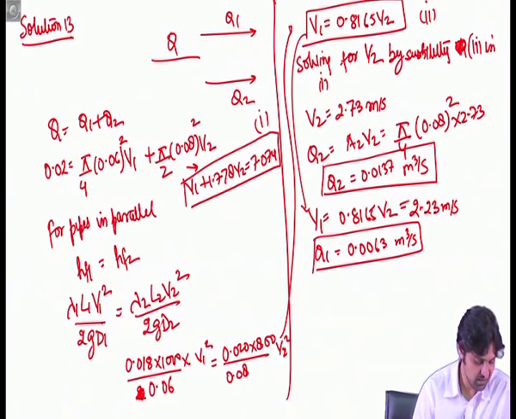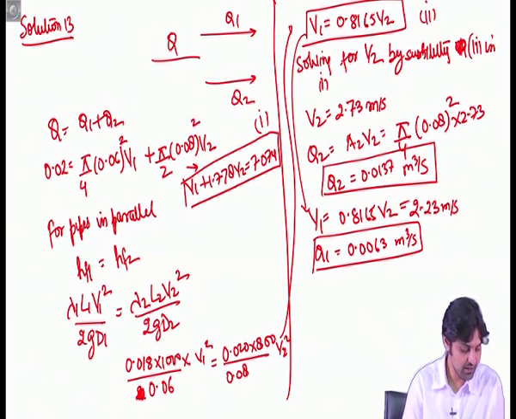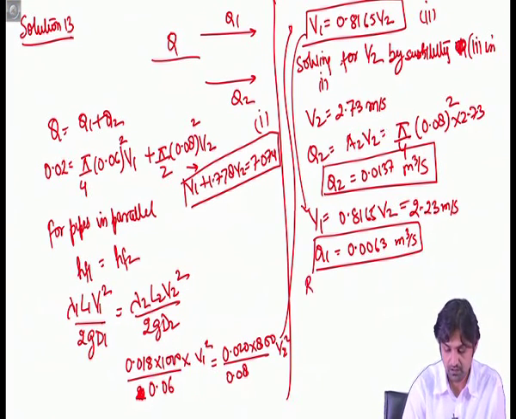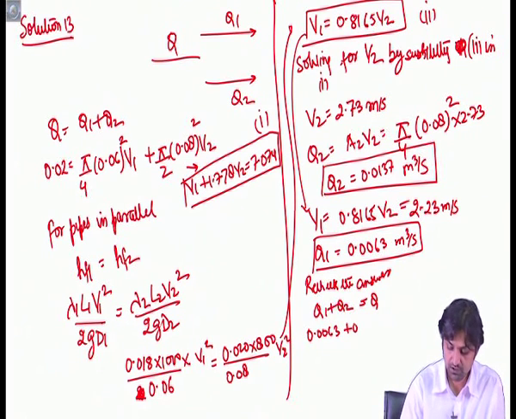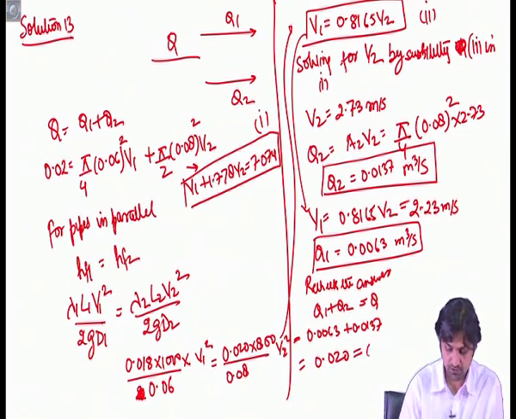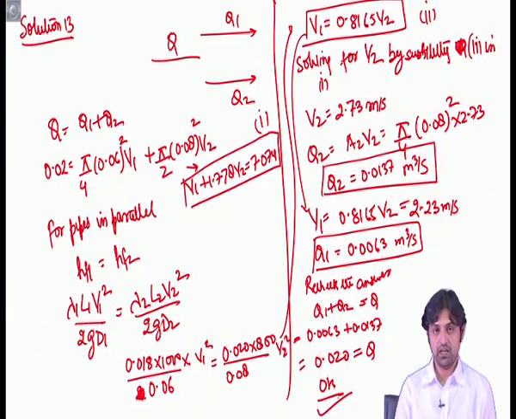All right. This is the answer, but one important step is, it's better if we recheck the answer by checking whether Q1 plus Q2 is equal to Q or not. So, 0.0063 Q1 plus 0.0137, it is coming out to be 0.020, which is equal to Q. So our answer is okay.